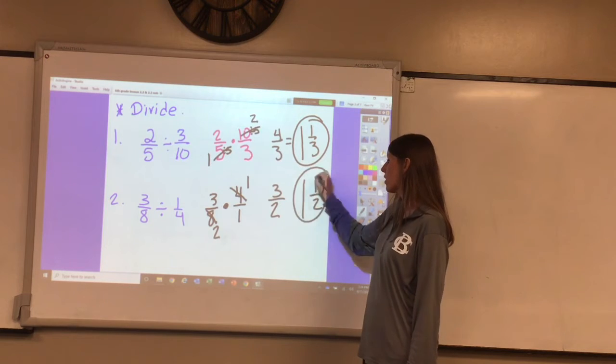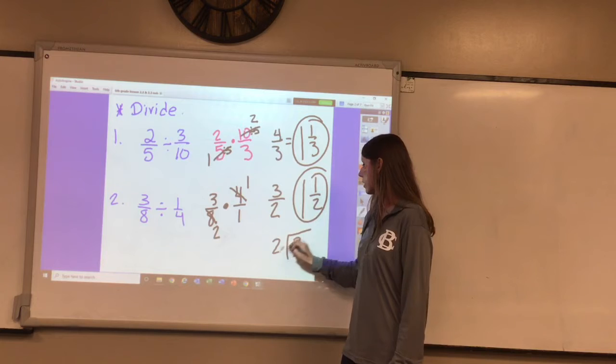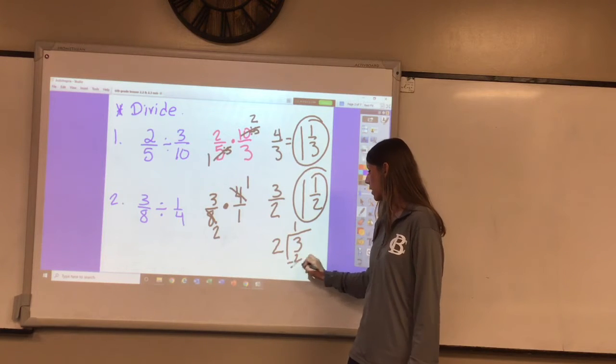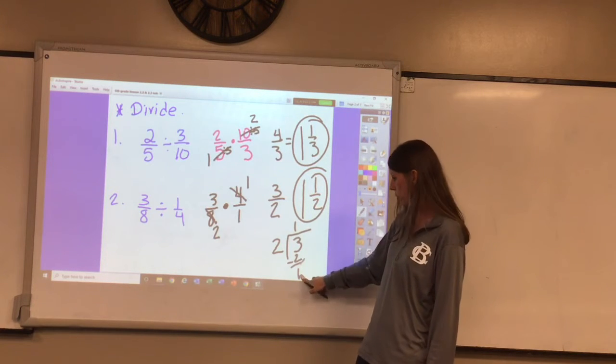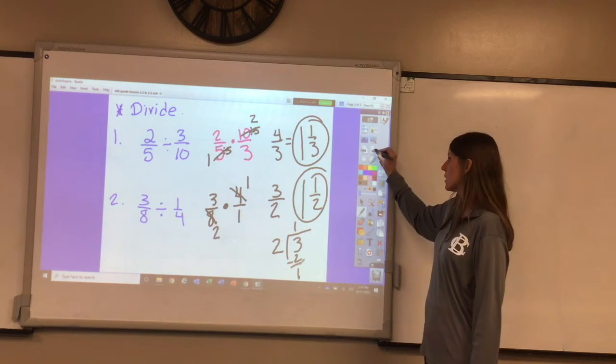And remember, if you have trouble getting from here to here, you can always go like this. And this is your big number, your numerator, your denominator. We've learned that for weeks now. All right, so let's keep going.